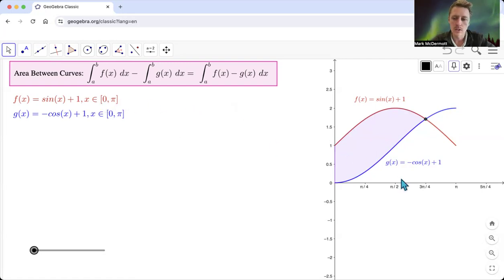Both of these functions have a domain just up to pi, and we're just interested in this shaded area here. So let's step through it. The first thing we need to know is where this point is, because we need to know where to integrate up to. So let's see what that looks like.